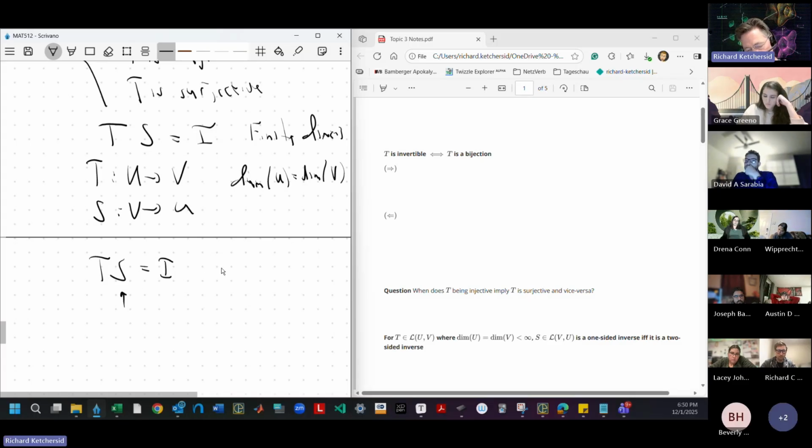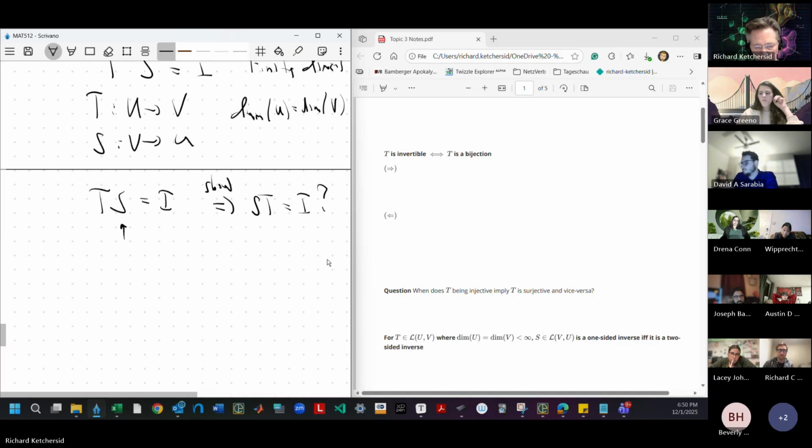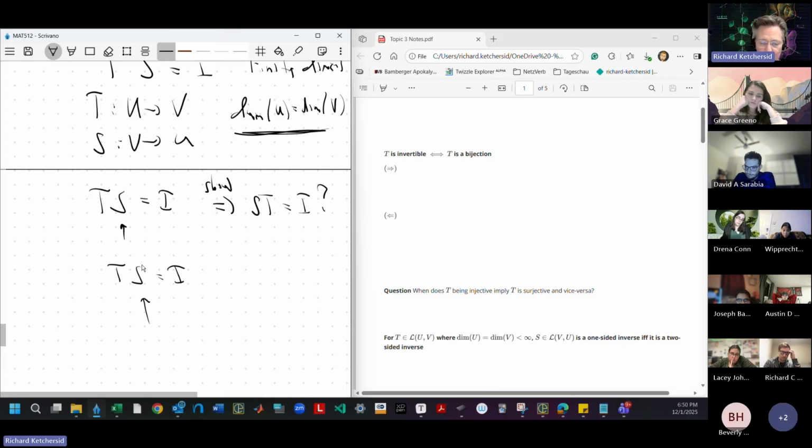Okay, but can we actually get that it is actually an inverse of T? Can we actually show that ST equals I, or something along those lines? Yeah, I guess I am going to use the same dimension. So what do I know if TS is equal to I? What property can I say S has? TS is the identity matrix, so it's one-to-one and onto, right?